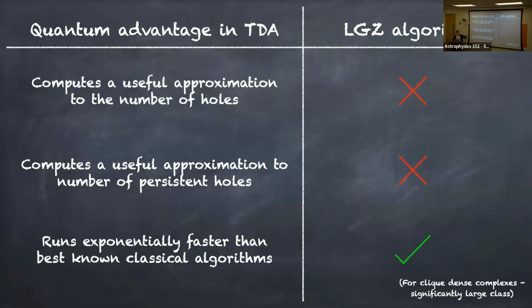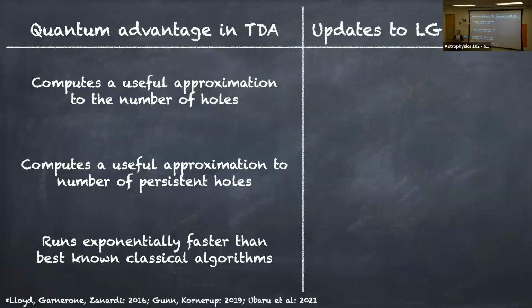For a particular class of complexes, but it's a large class, so we don't have to worry about that. There are some updates to the LGC algorithm. You might be thinking, okay, this computes a normalization of the number of simplices, this computes a normalization of the number of holes, but can't we just multiply the number of holes by the normalization and get out the factor we're interested in? And yeah, we can do algorithms that essentially do that. And these algorithms do give us a useful approximation of the number of holes in the complex.